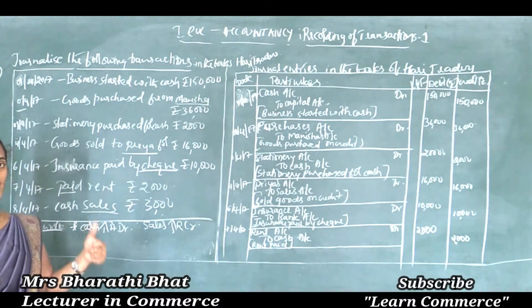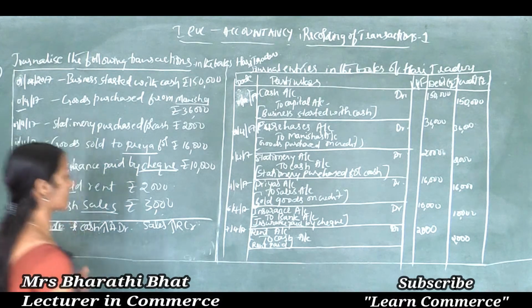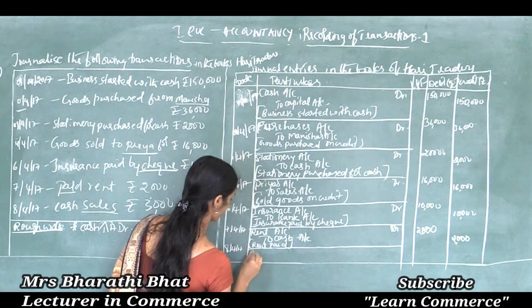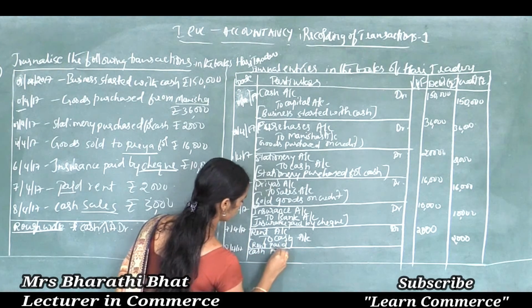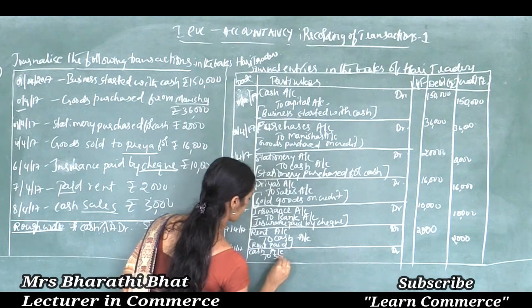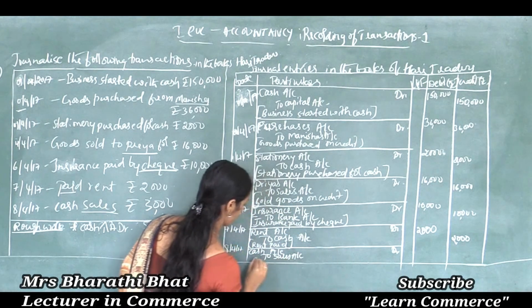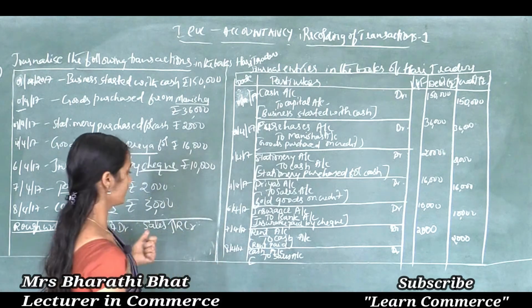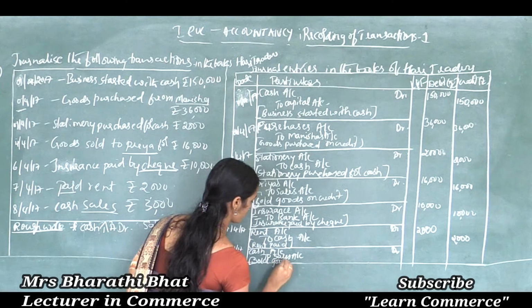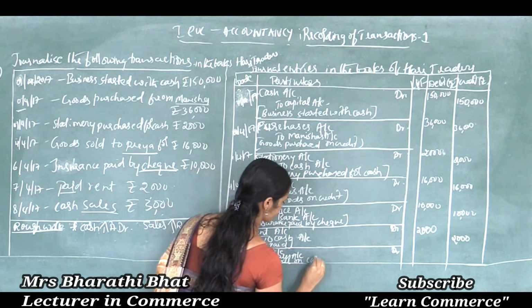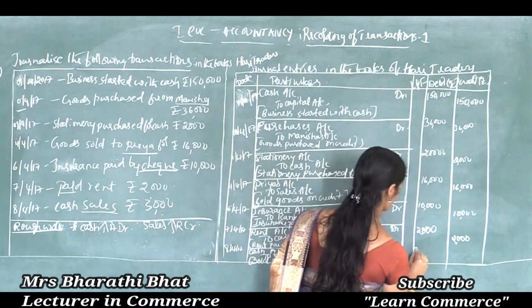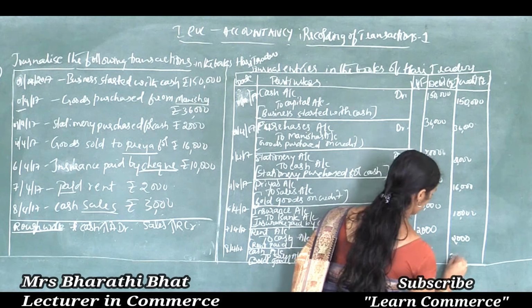So we should write the debit aspect in the first line. So cash account, mention the date 8/4/17, cash account debited to sales account. To sales account. Here, sold goods on cash. Amount 3,000.